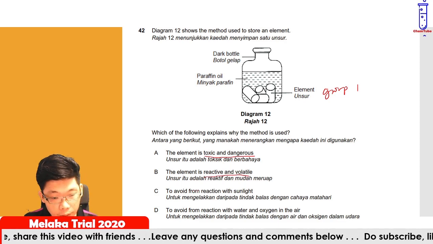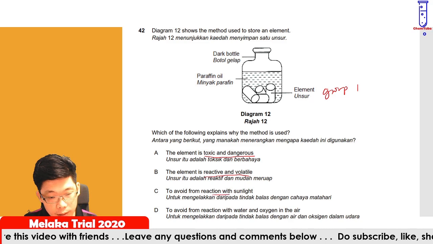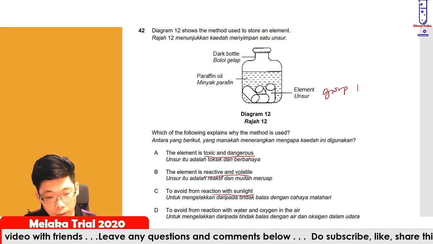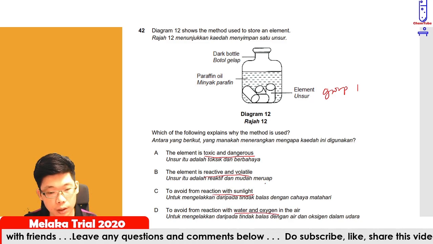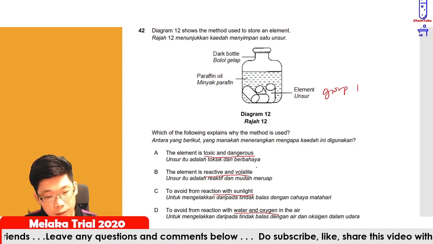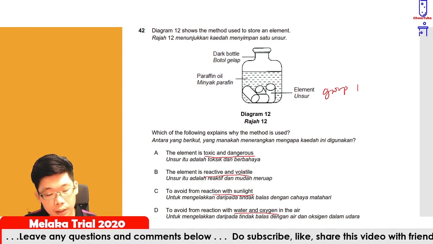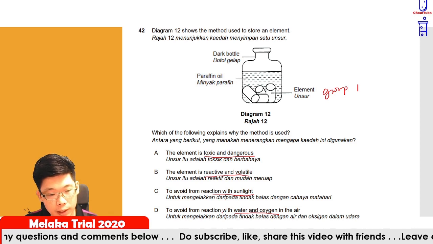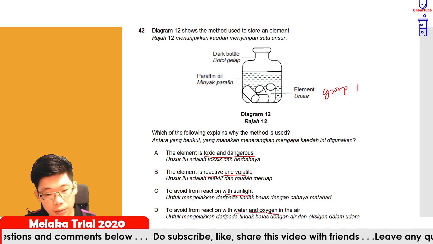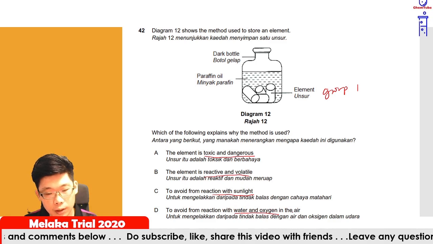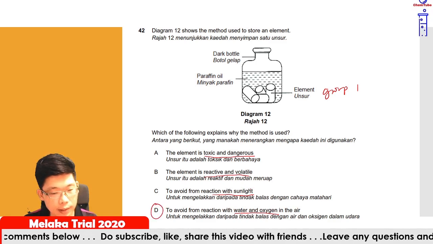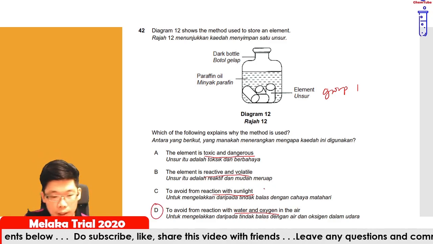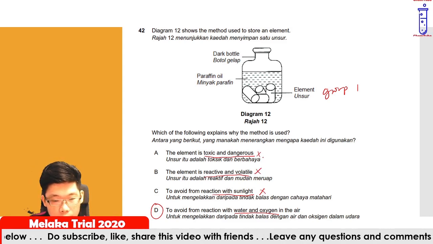And then avoid the reaction with sunlight. Reaction with water and oxygen. It's reactive and volatile, but that is not the best explanation, because you want to avoid the reaction with water and oxygen. So D is the answer. The others are not the most important one.